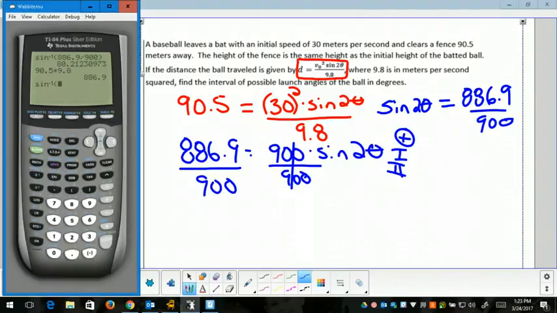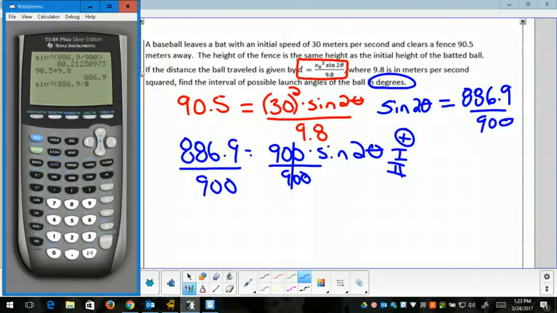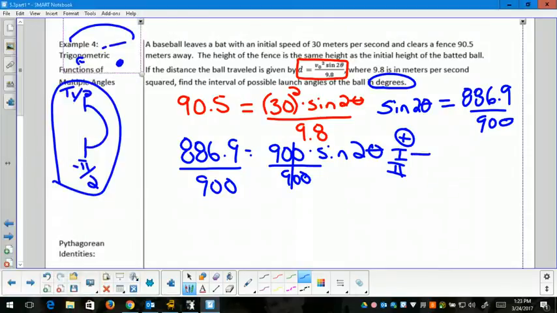Sine inverse of 886.9 divided by 900, and it says to do it in degrees. So I better make sure my calculator is in degrees. Most of the time in pre-calc and higher levels we use radians unless the problem calls for degrees or it started out as degrees. So for this one, we have 886 over 900. And that gives us 80.2 degrees, or roughly 80 degrees. I'll just do 80.2. And that's our answer in quadrant 1.